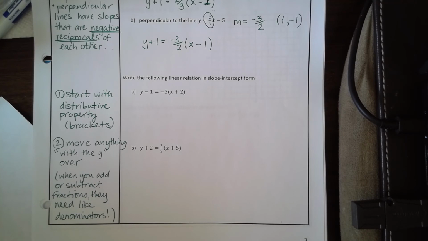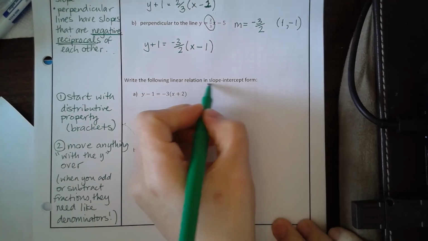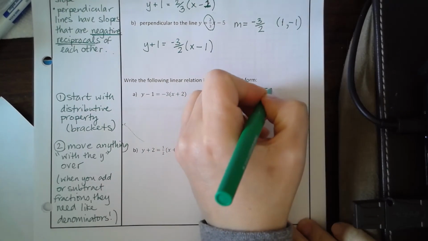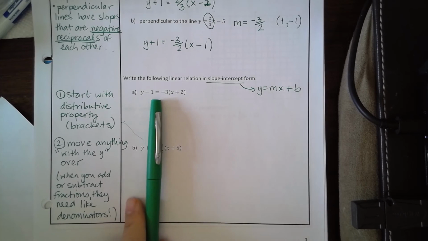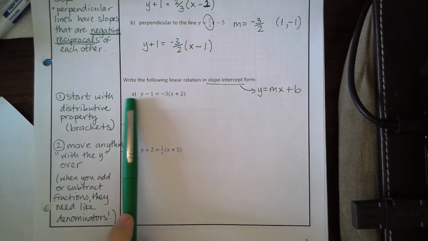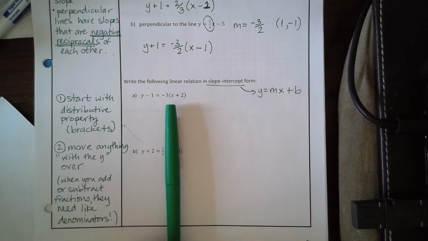Okay, I've added some notes for you if you want to pause the video and write these down. Whenever we want to change a linear relation or a function that's in slope point form into slope intercept form, remember that we're just trying to make it look like y = mx + b. And right now you can see that question A doesn't look like y = mx + b because the y isn't by itself, and there's brackets in this function here.